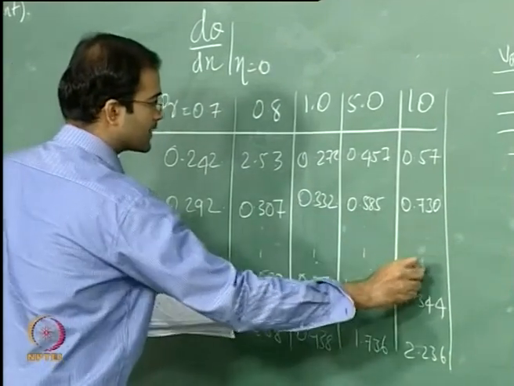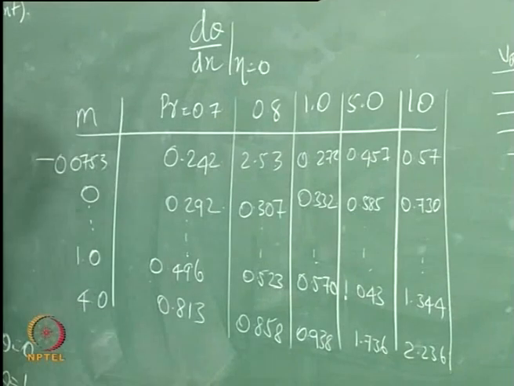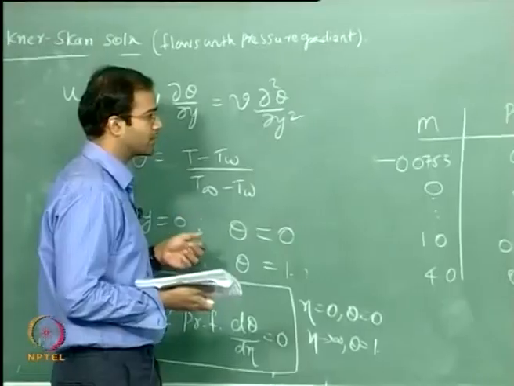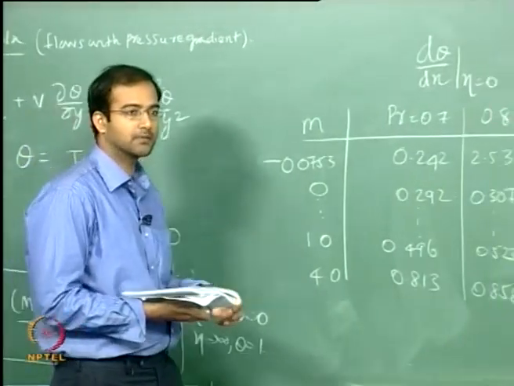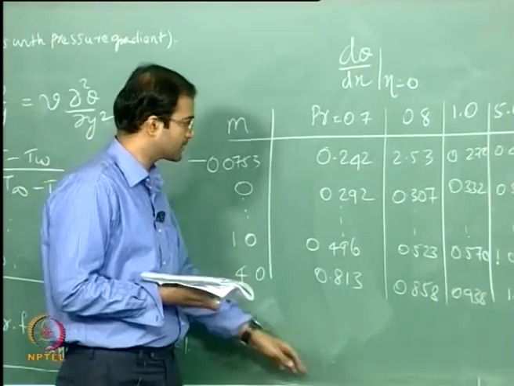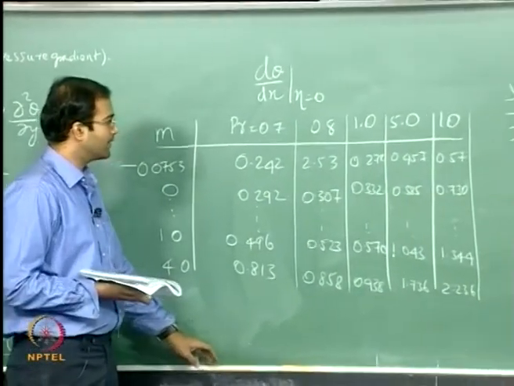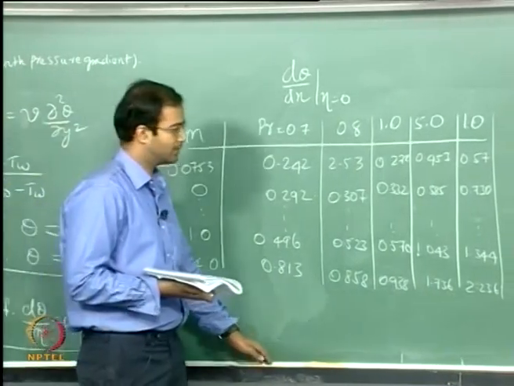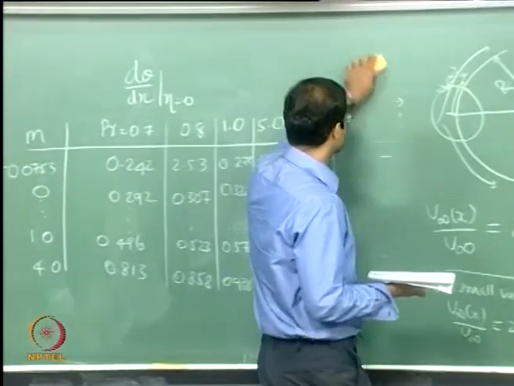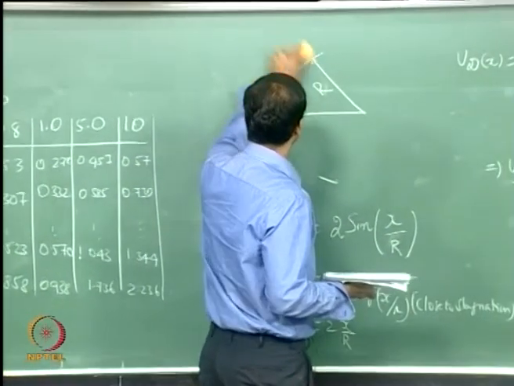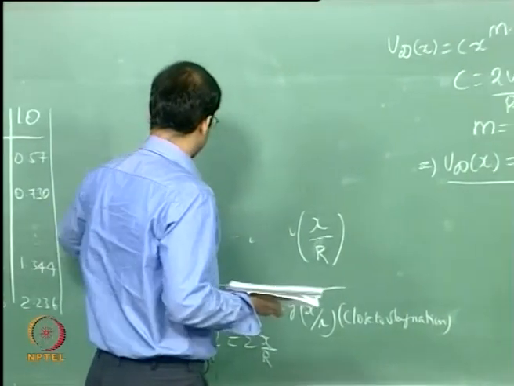I am just giving you this because tomorrow when I ask you to compute using the shooting method, you should be able to match with these tabulated values, alright. So why are we calculating the slope? Because we finally are interested in the heat transfer coefficient and Nusselt number.